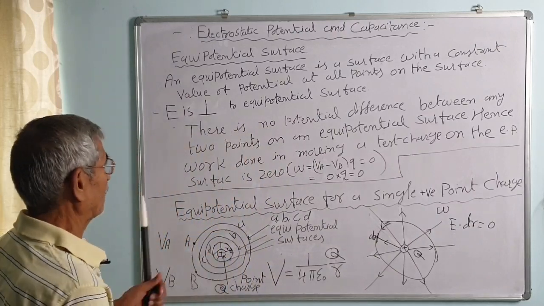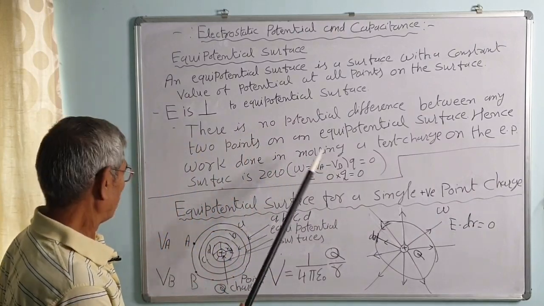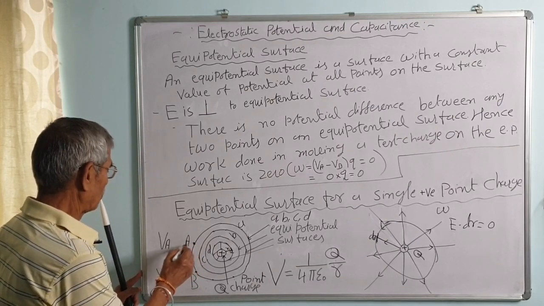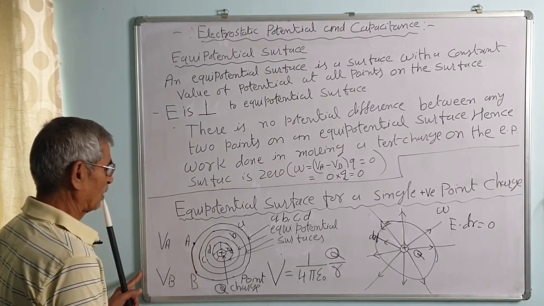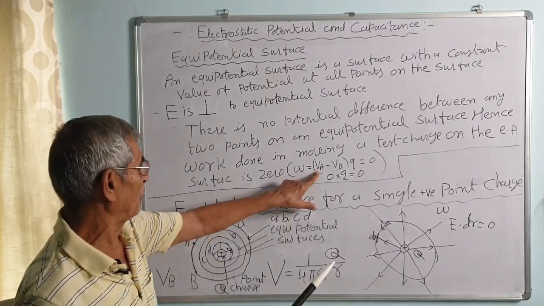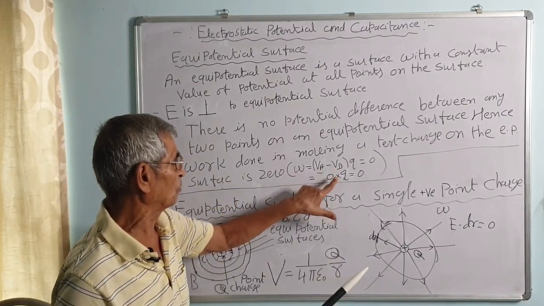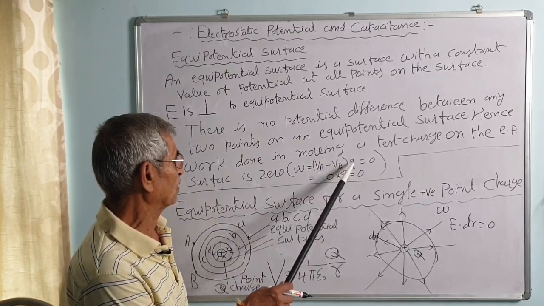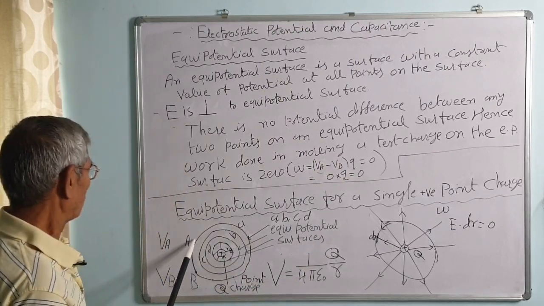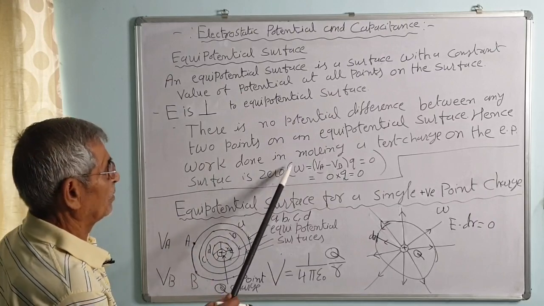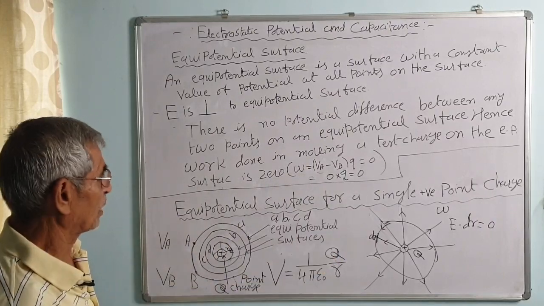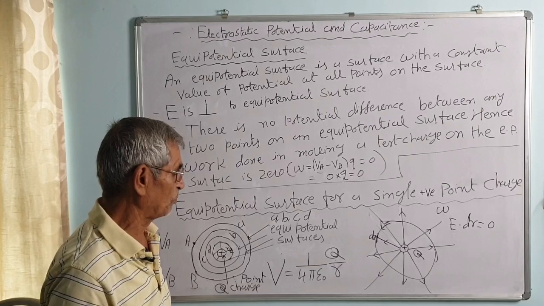If you take the potential at A as VA and at B as VB, these are all at equal potential. So VA minus VB, or VB minus VA, is 0. So 0 multiplied by Q. No work is done in moving the test charge Q from A to B. That is, work done in moving a test charge on an equipotential surface is 0. This is a very important point, it should be noted.